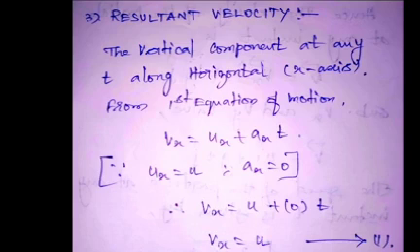First we are going to calculate v of x, using the horizontal component along the x-axis at any instant t. From the first equation of motion, we know v of x equal to u of x plus a of x into t. Now substitute the values, since u of x equal to u and a of x equal to 0. Therefore we get v of x equal to u plus 0 into t, and anything into 0 is 0, so finally we get v of x equal to u. This is equation number 1.